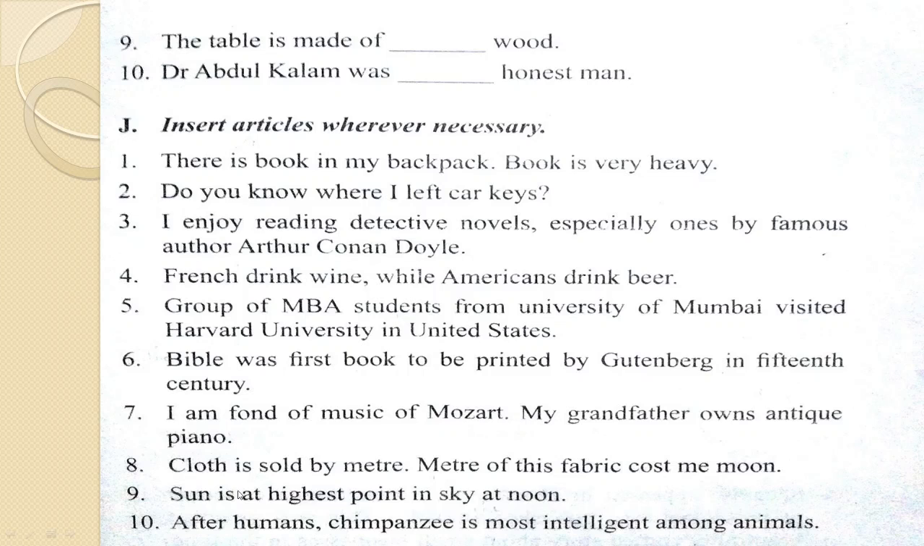Next, the sun is at the highest, the lowest, the brightest. So when you use superlatives, we use the. So the sun is at the highest point in the sky at noon.